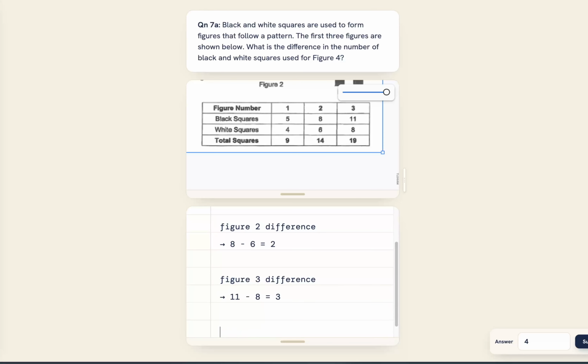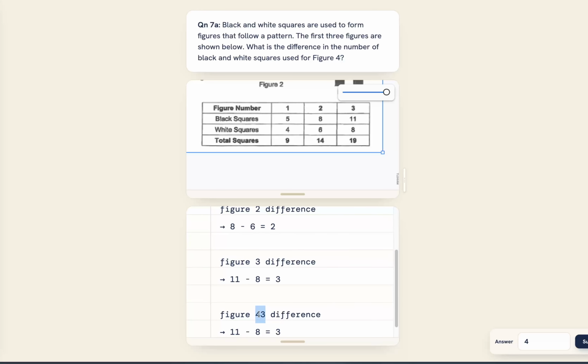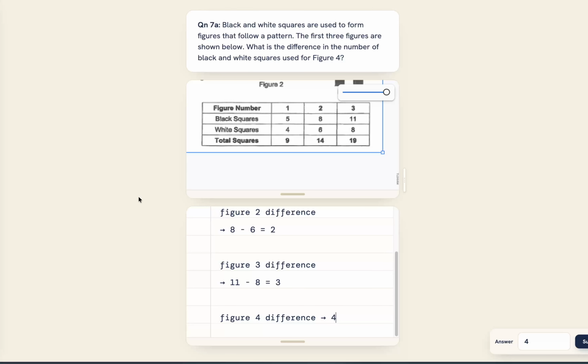So I think you know what figure 4's difference is, because figure 1's difference is 1, figure 2's difference is 2, figure 3's difference is 3, so figure 4's difference will just be equal to 4. There you go. So that's the answer, 4.